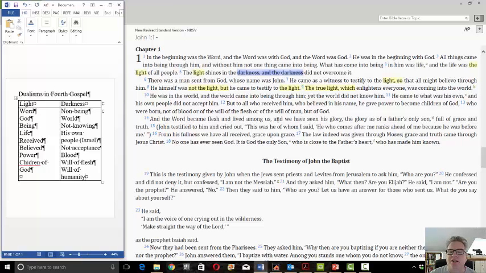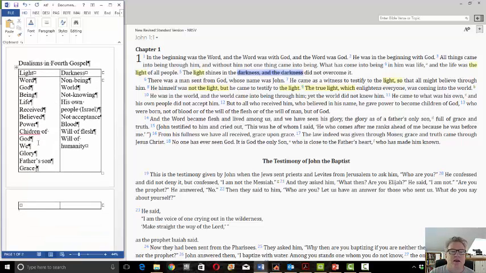The Word became flesh and lived among us, and we have seen his glory, the glory of the Father's only Son, full of grace and truth. John testified to him and cried out, "This was he of whom I said, he who comes after me ranks ahead of me because he was before me." From his fullness we have all received grace upon grace. See, grace we've got there. The law, we've got this opposition here. The law indeed was given through Moses.